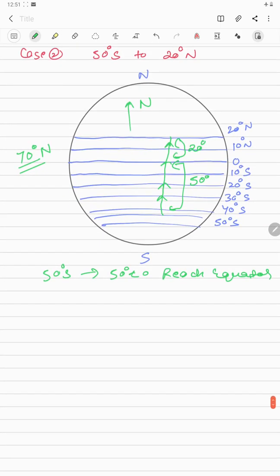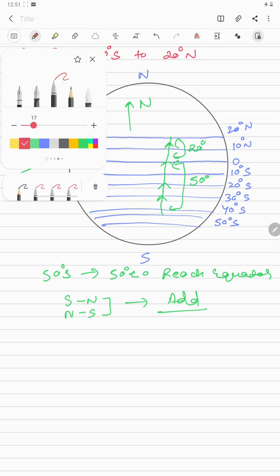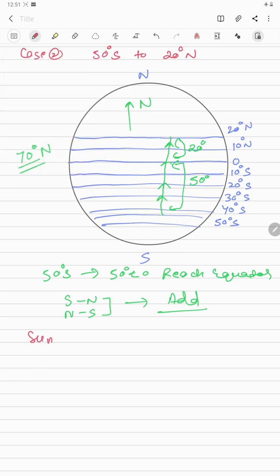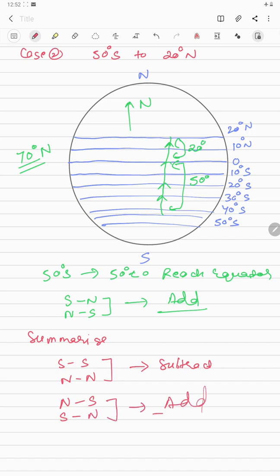So understand this thing. If you have south and north, or north and south, you will have to add the two. Let me summarize it for you. In terms of the latitude, if it is south and south, or if it is north and north, then you will have to subtract the two. And if it is north and south, or south and north, then you just have to simply add.